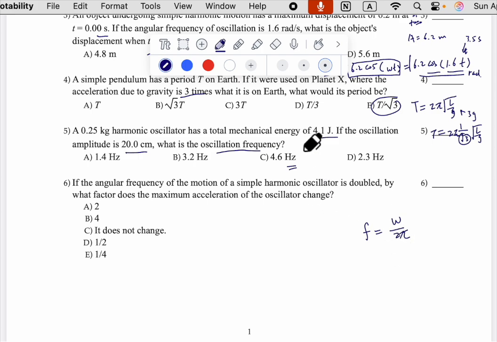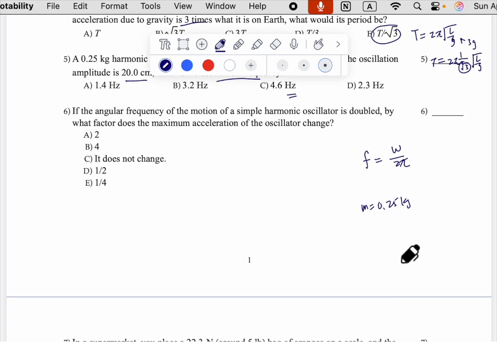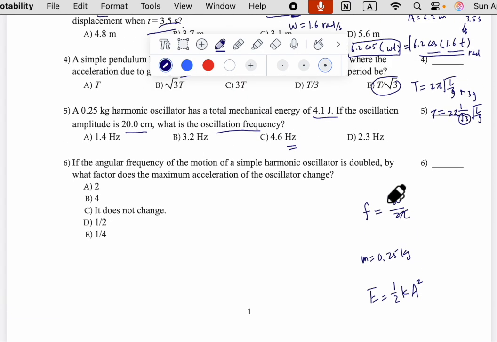Well, from this condition, we know mass equal to 0.25 kg has a total mechanical energy. Mechanical energy equals 1/2 K A squared, and you also know that the amplitude is 20 centimeter. So A equals 20 centimeter, equal to 0.2 meter.